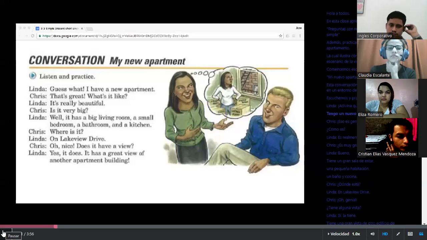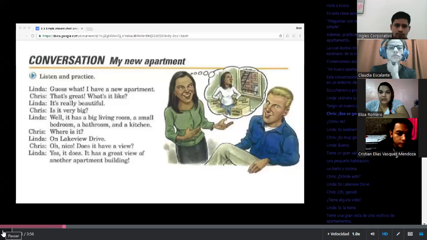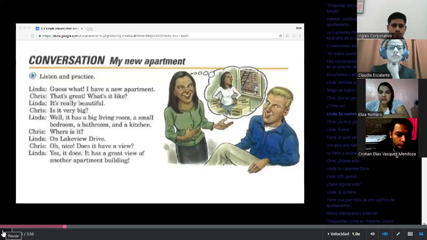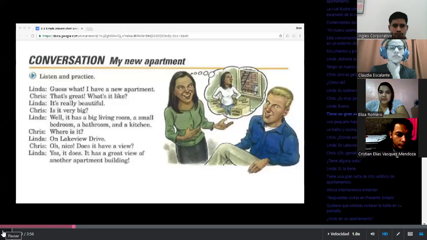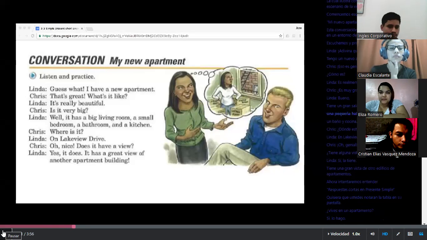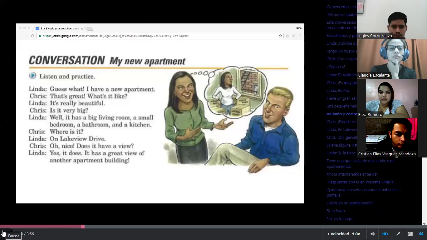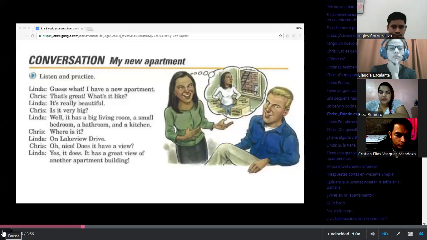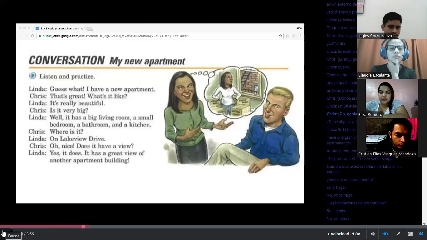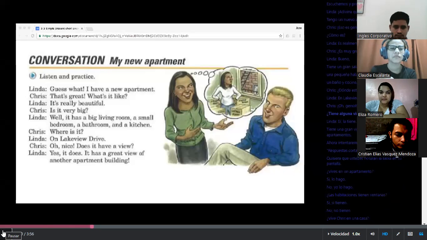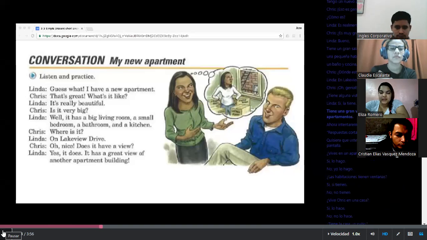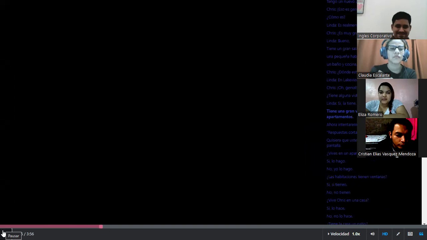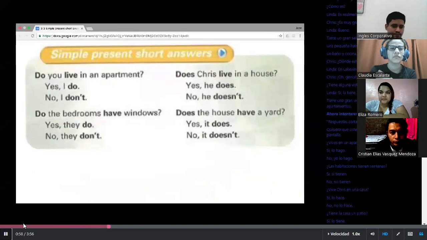Guess what? I have a new apartment. That's great. What's it like? It's really beautiful. Is it very big? Well, it has a big living room, a small bedroom, a bathroom, and a kitchen. Where is it? On Lakeview Drive. Oh, nice. Does it have a view? Yes, it does. It has a great view of another apartment building. Now let's try to understand simple.